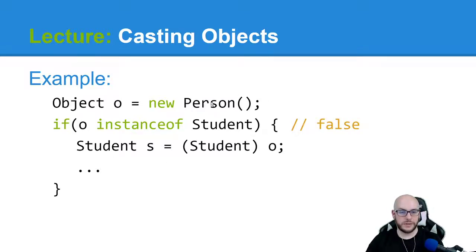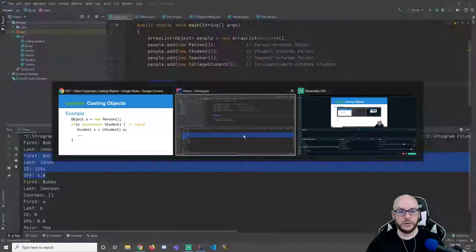All right, what about person? I am saving person into this object. Person is an instance of object, so that works. I'm going to say, is O an instance of student? Is person an instance of student? The answer here is no. This is false, and that's a good thing because it would break the cast down here. Let me show you.